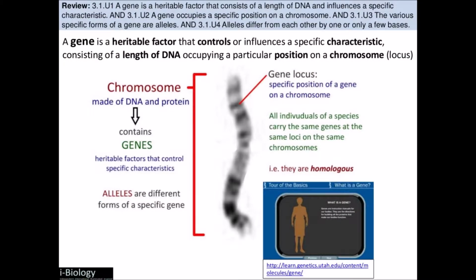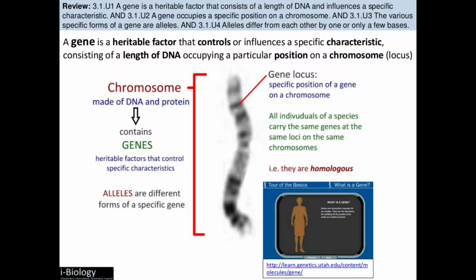Genes are heritable factors that control or influence a specific characteristic about yourself. For example, the type of earwax that you have could be wet or dry and flaky. Depending on which gene you received, it could be one or the other. These different types of hair colors are also known as alleles, which are different forms of a specific gene. The gene in this case is the hair color, and the alleles are the individual different types of hair colors.